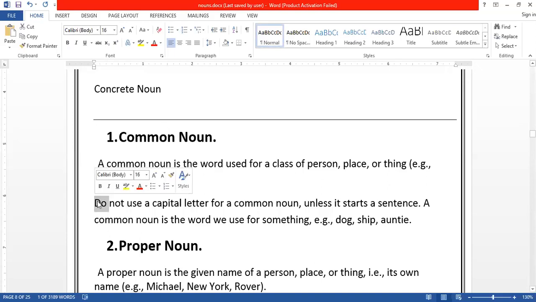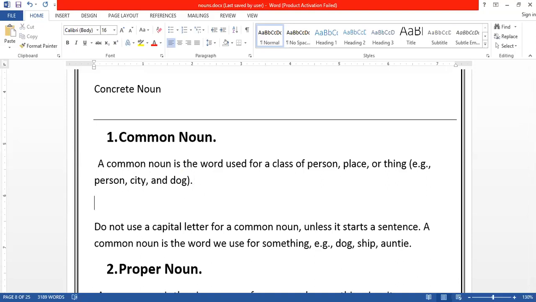Remember that a common noun starts with a small letter. For example, if I say boy, the first letter should be small. For example, if I say he is a boy, can you see boy is a common noun here, and where does it come? It comes at the end. So boy in this case is a common noun, and it starts with a small letter. But if it comes in the beginning of a sentence, then we need to keep it what? We need to keep it capitalized.